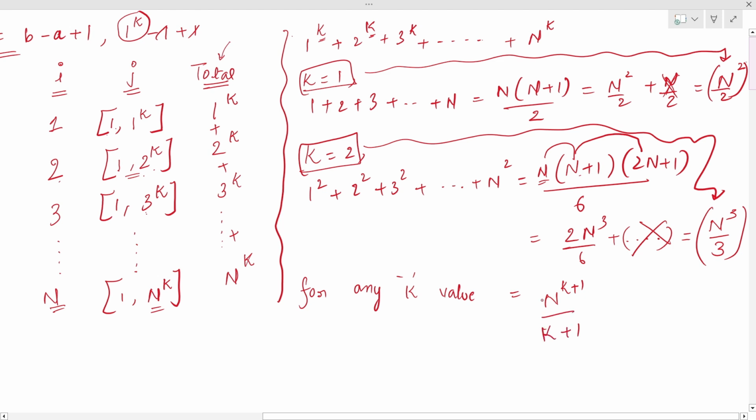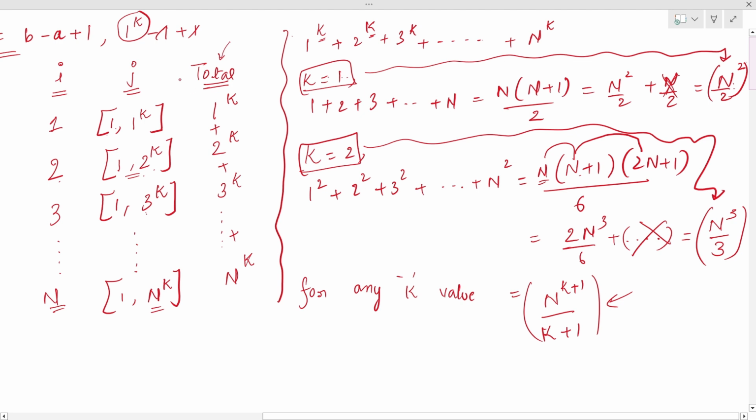You know why I'm writing k plus 1? Because for k equal to 1, it is n square by 2. That means one value more than k. That's why I'm writing n power k plus 1. And for k equal to 2 as well, you can clearly see I'm writing n cube by 3. That means 1 more than 2. So the final equation that we got is n power k plus 1 divided by k plus 1.